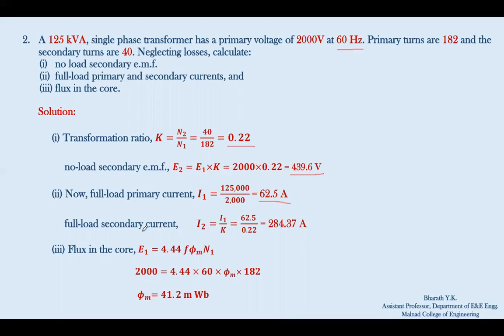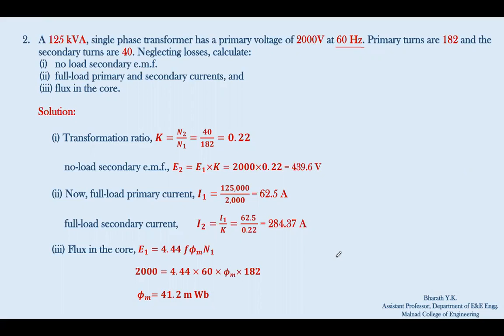So to calculate the full load secondary current, we can consider the equation for transformation ratio, where K is equal to I1 by I2. Therefore, I2 is equal to I1 by K. I1 we have calculated, it is 62.5 and K is 0.22. With that, the full load secondary current obtained is 284.37 amperes.